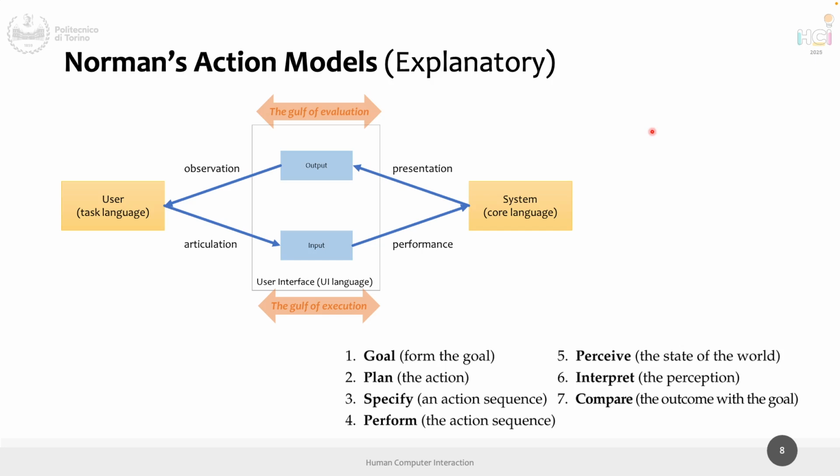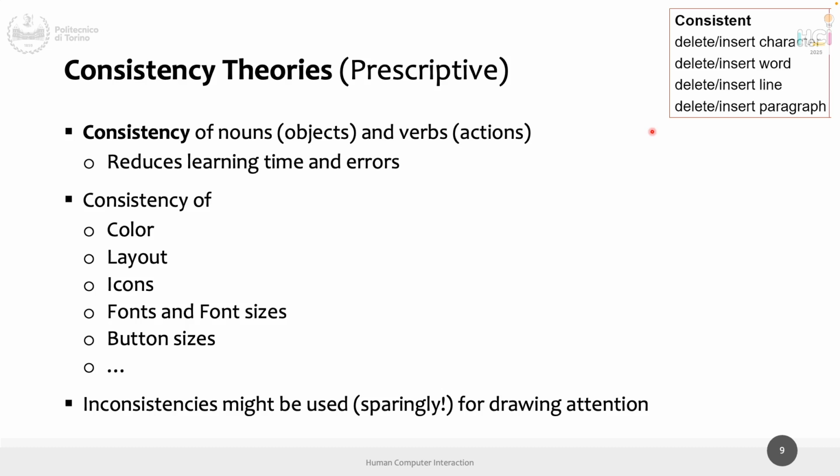So one theory we already saw is Norman's model. Here it is in the expanded version, and this is an explanatory theory. It explains how things work. It's not prescriptive, it's not descriptive, it doesn't describe anything specific. It explains that when we interact with something, there are the task language, the core language, the gulf of execution, etc. It explains what happens. And we covered this already, so let me move on.